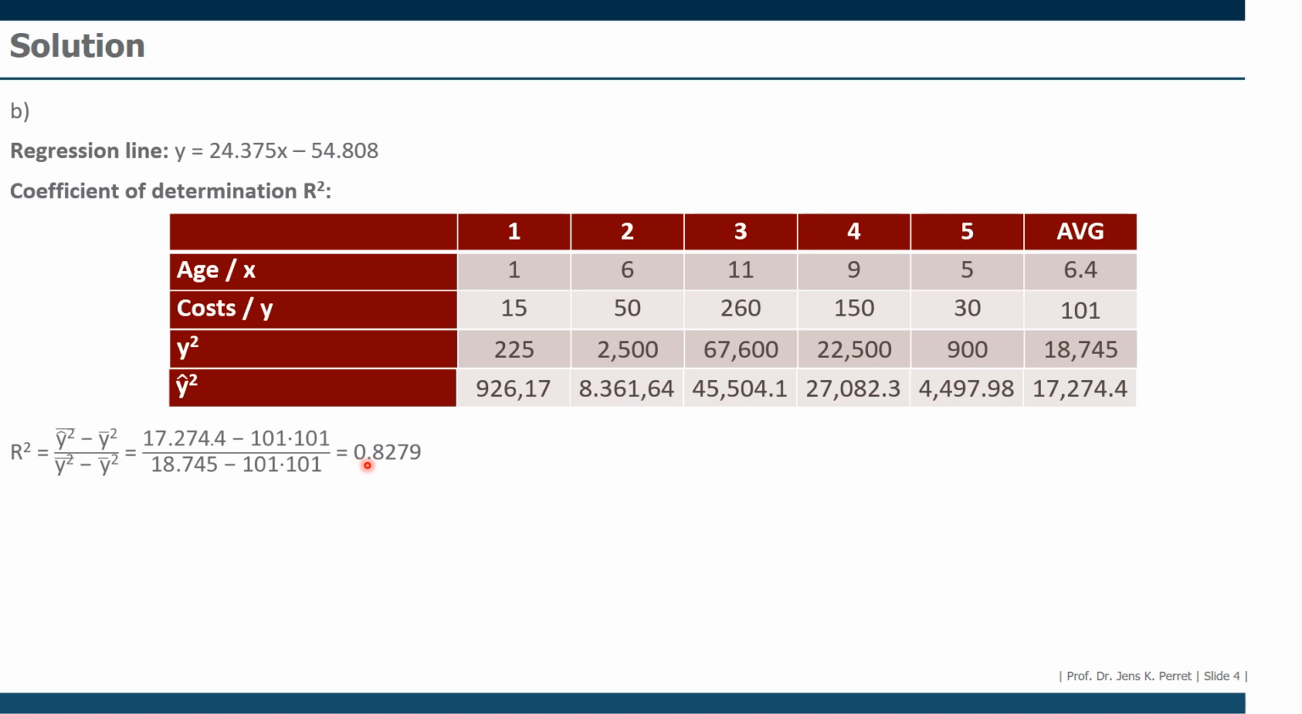0.8279. So r squared of roughly 83%, meaning that we can explain with our model, or with the independent variable h, roughly 83% of the variance of our costs y. Well, this r squared is defined as always being between 0 and 1. Can explain nothing, 0%, can explain everything, 100%.